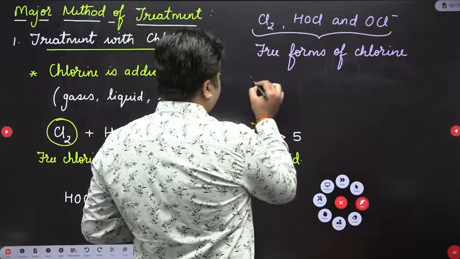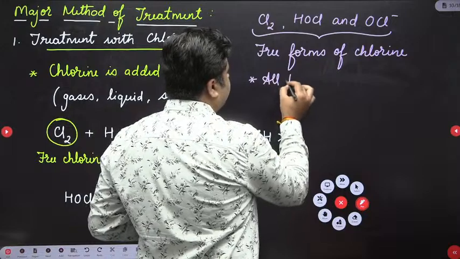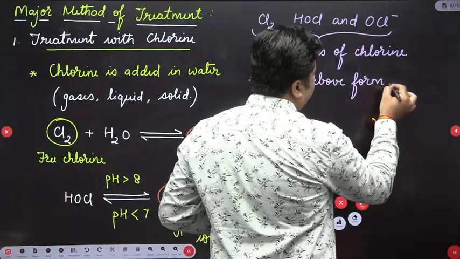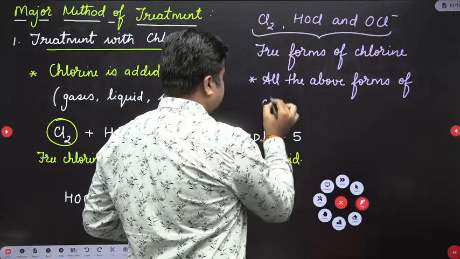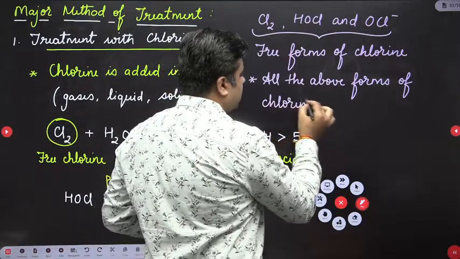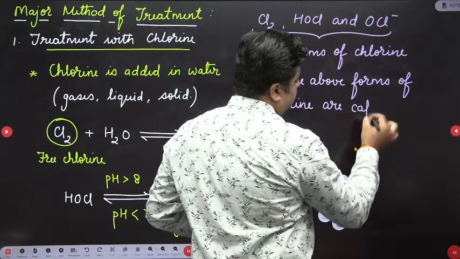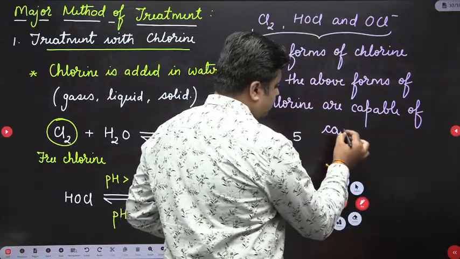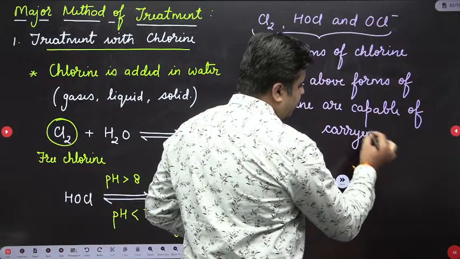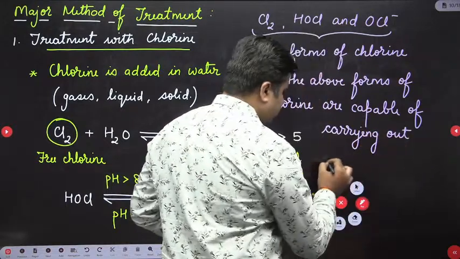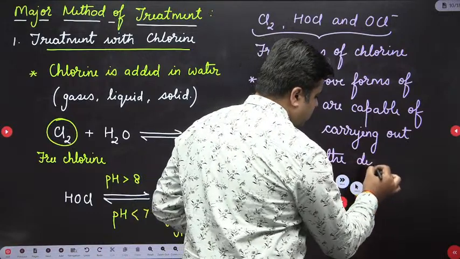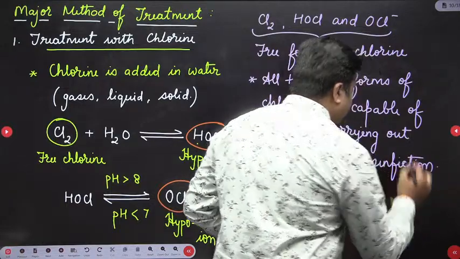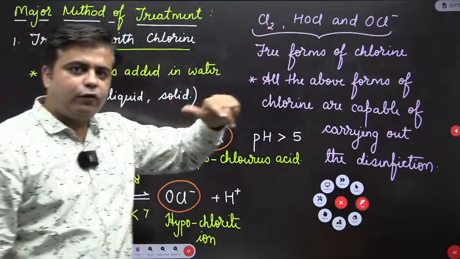All the above forms of chlorine are capable of carrying out the disinfection, right? All these three forms of chlorine are capable of carrying out the disinfection.